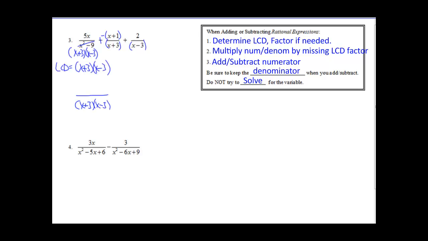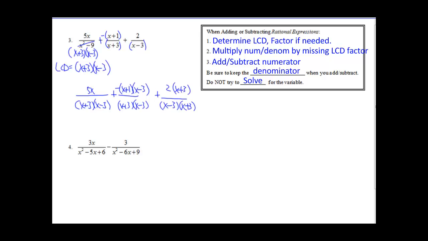So on the first term, we're not missing any of those, so I'm just going to keep the 5x. And then we're going to add a negative x plus 1, but we're missing an x minus 3. So I'm going to multiply by an x minus 3 on top. And then the 2, we're missing an x plus 3. So we have to multiply an x plus 3 on bottom and on top.